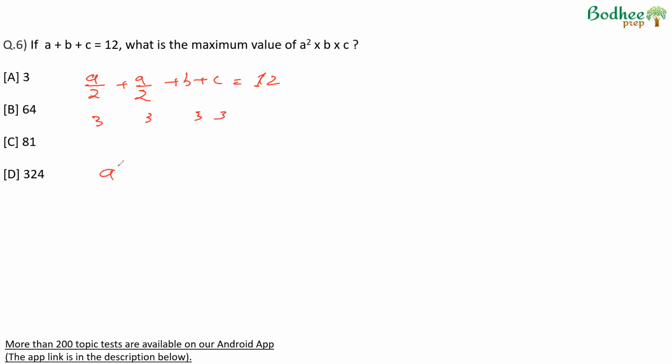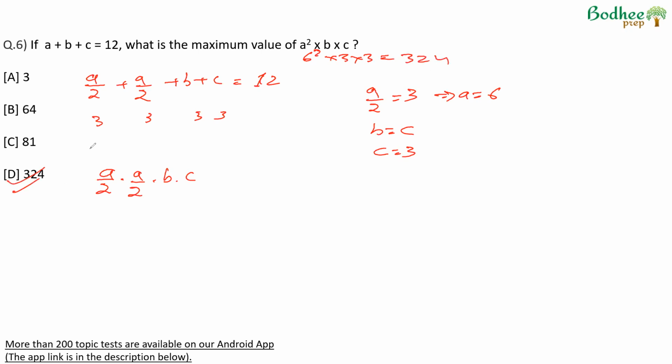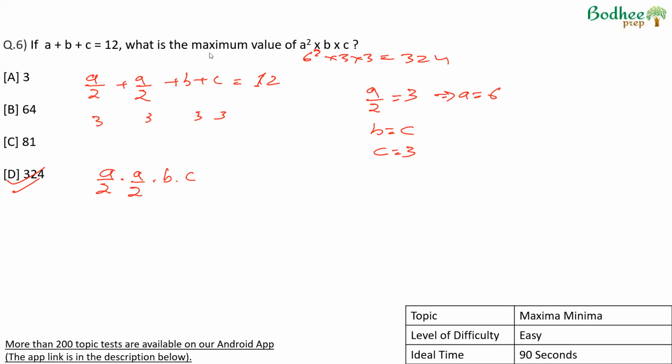So the product of A by 2 into A by 2 into B into C will be maximum when each of the terms is 3, and therefore A by 2 is equal to 3, B is equal to 3, C is equal to 3, which means here A will be equal to 6. So if you put the value 6 square into 3 into 3, which is 36 into 9, or 324, that becomes the answer. Again, easy question, not more than a minute and a half to solve.